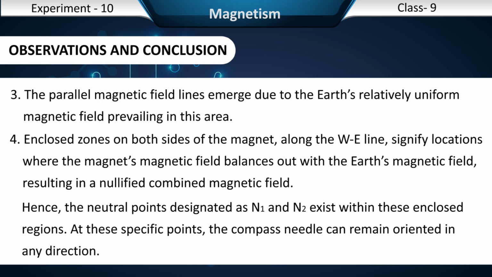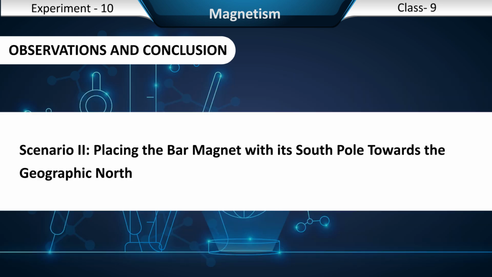4. Enclosed zones on both sides of the magnet, along the WE line, signify locations where the magnet's magnetic field balances out with the Earth's magnetic field, resulting in a nullified combined magnetic field. Hence, the neutral points designated as N1 and N2 exist within these enclosed regions. At these specific points, the compass needle can remain oriented in any direction. Scenario 2. Placing the bar magnet with its south pole towards the geographic north.